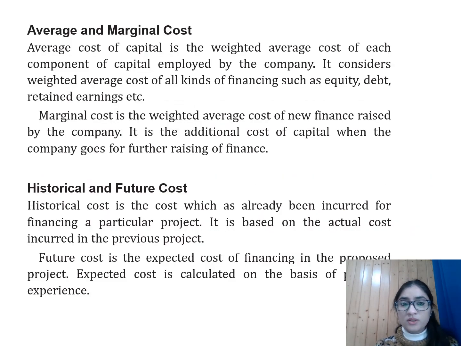Next we will talk about average or marginal cost. What is average cost of capital? Average cost of capital is a weighted average cost. We weigh each source of raising finance or funds of the company. We know that financing of a company is done through equity, debt, or retained earnings. The weighted average means the proportionate weight that we calculate for equity, debt, or retained earnings. That is called the weighted average cost of all the different kinds of financial sources.